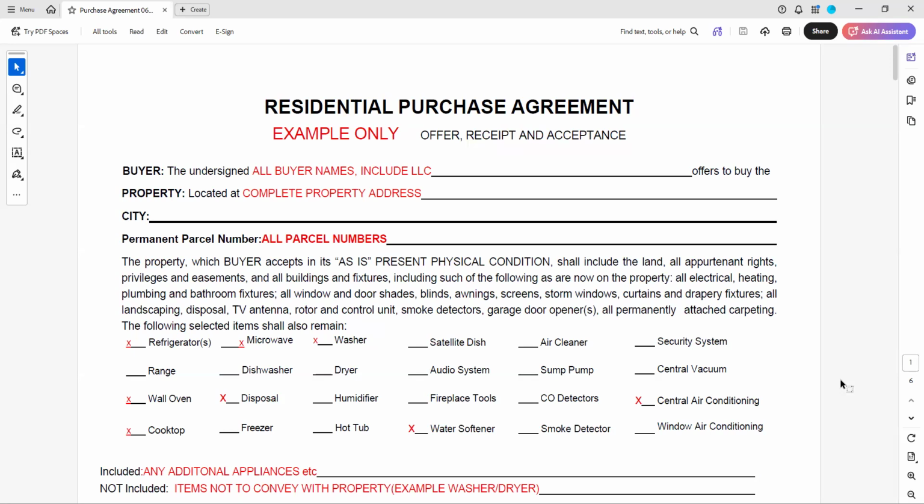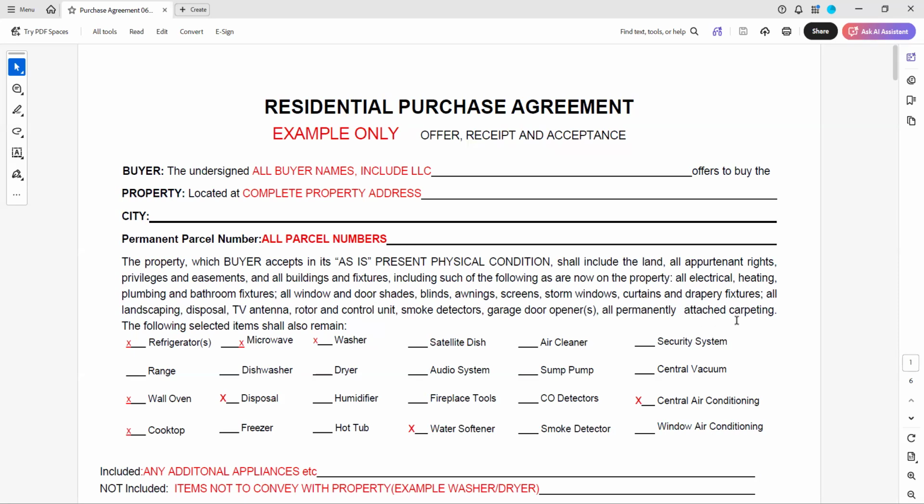The property address, the next section, you're going to put the complete property address on here. Line number 1 can have the address numbers and the street name, and then the city and the state and the zip code will be listed on the second line. Permanent parcel number is going to be found on the MLS or with the county auditor, and you want to add all the parcel ID numbers there.